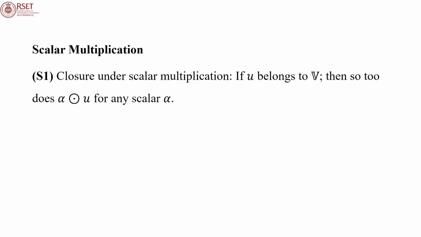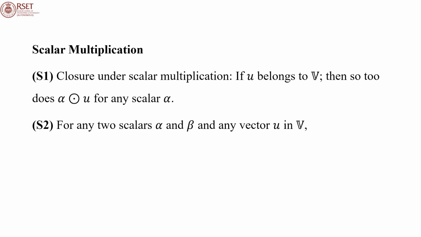Now we have 5 properties under scalar multiplication. The first one among them is the closure under scalar multiplication. That is, if u belongs to capital V, then for any scalar alpha, alpha dot u must be an element of capital V. So whatever scalar alpha we choose, alpha dot u must be a member of capital V.